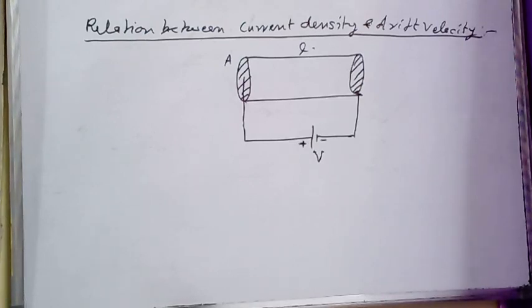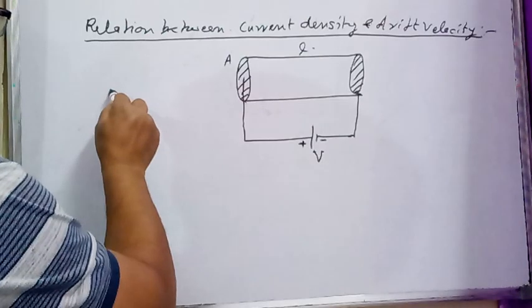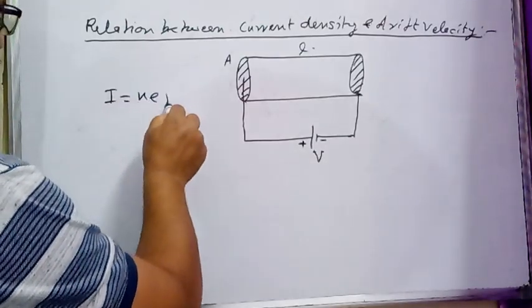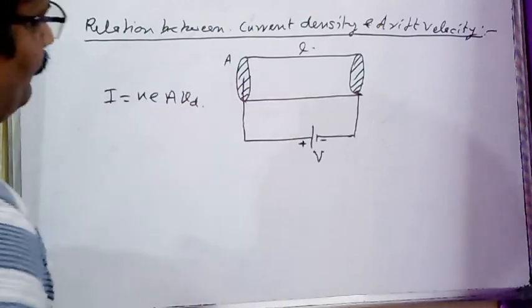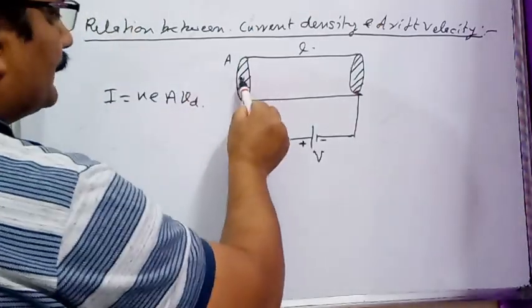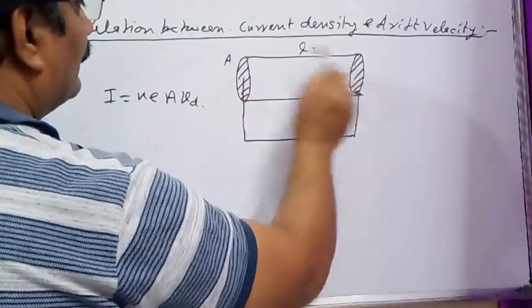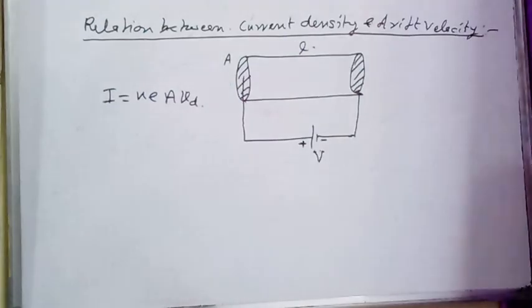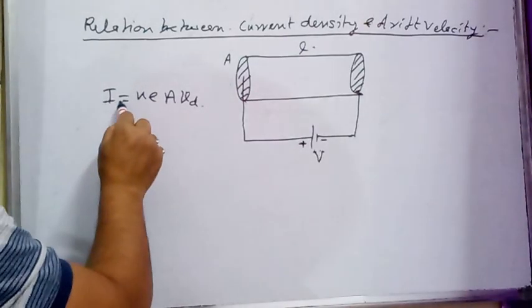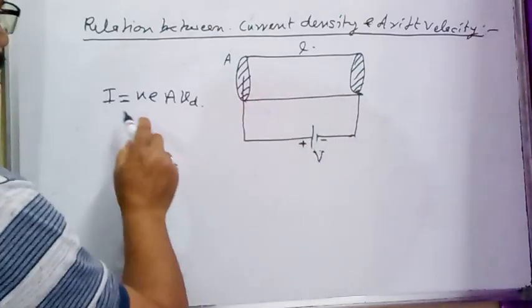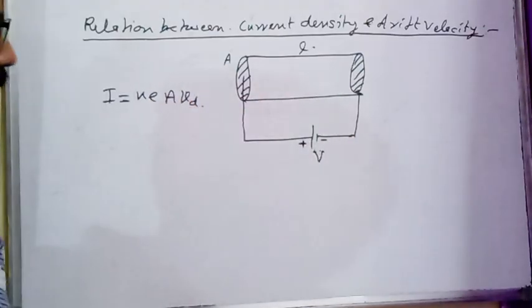In the previous video I discussed the relation between electric current and drift velocity, and at the end we got the relation: electric current I is equal to nEA into vd. If potential difference V is applied across the conductor, length of the conductor L and its area of cross section A, then the current flowing through the conductor I can be given as nEA vd.